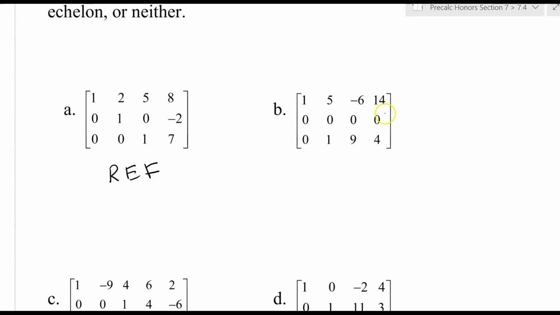Alright, for part B, we notice that this row of zeros is not at the bottom, so it cannot be row echelon form, which means it can't be reduced row echelon form. So this is going to be neither.